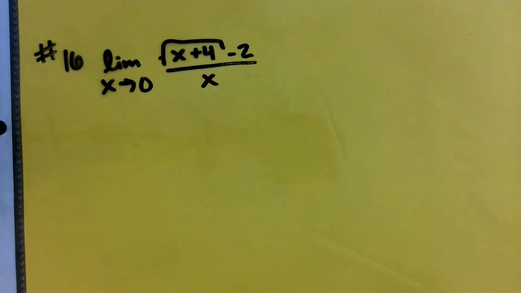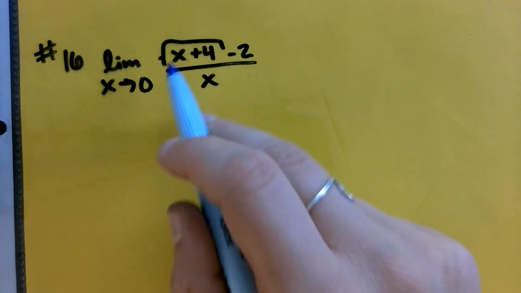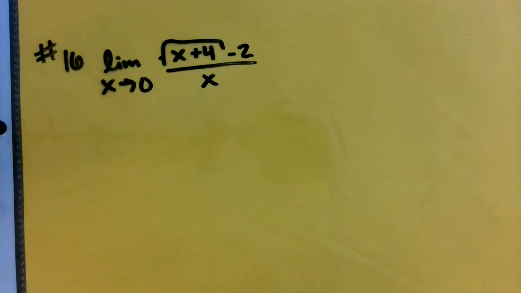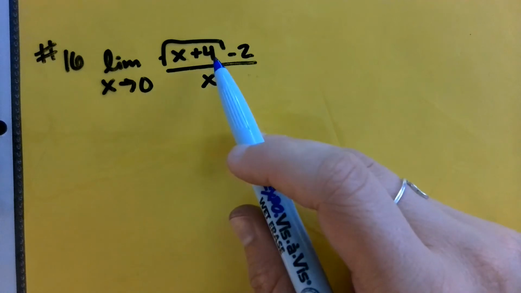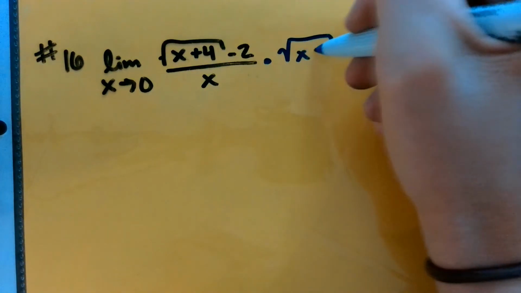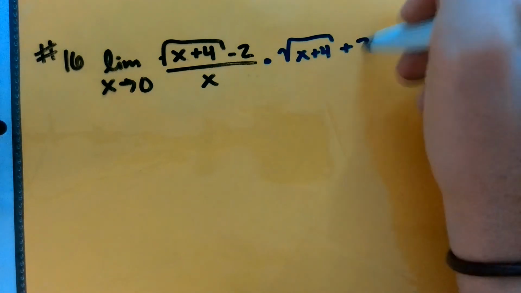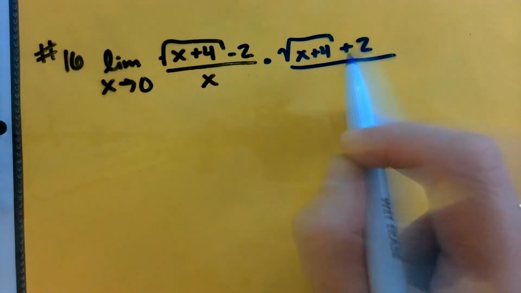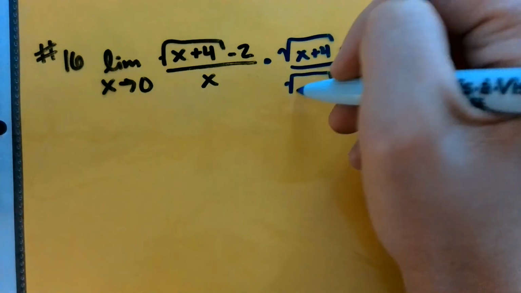For number 16, again, when I go to find that limit at 0, I will end up with the square root of 4 is 2 minus 2, so 0 over 0. So this tells me I can simplify it, but this is not something that is easy to factor. So I have a different strategy here where if I'm trying to get rid of an issue with radicals, we've done this in the past with simplifying, where I want to multiply by the conjugate, which is just this whole expression, but changing that sign in the middle to be plus instead of minus.